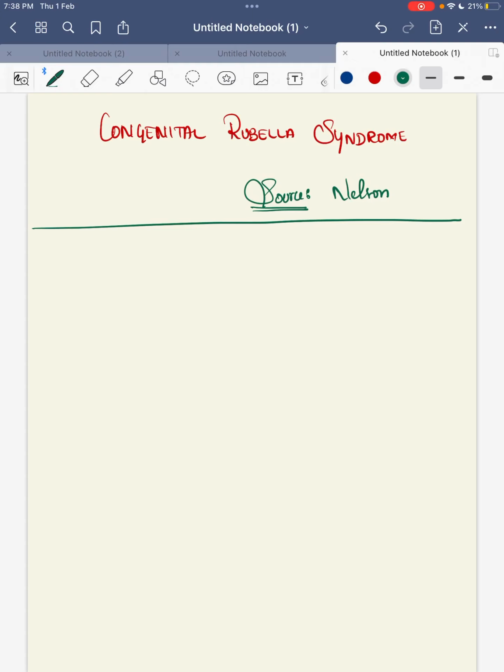Good evening. Today we will discuss congenital rubella syndrome. Okay, this is a very important short note and also appears in your NEET PG MCQ questions. So, starting off with rubella.